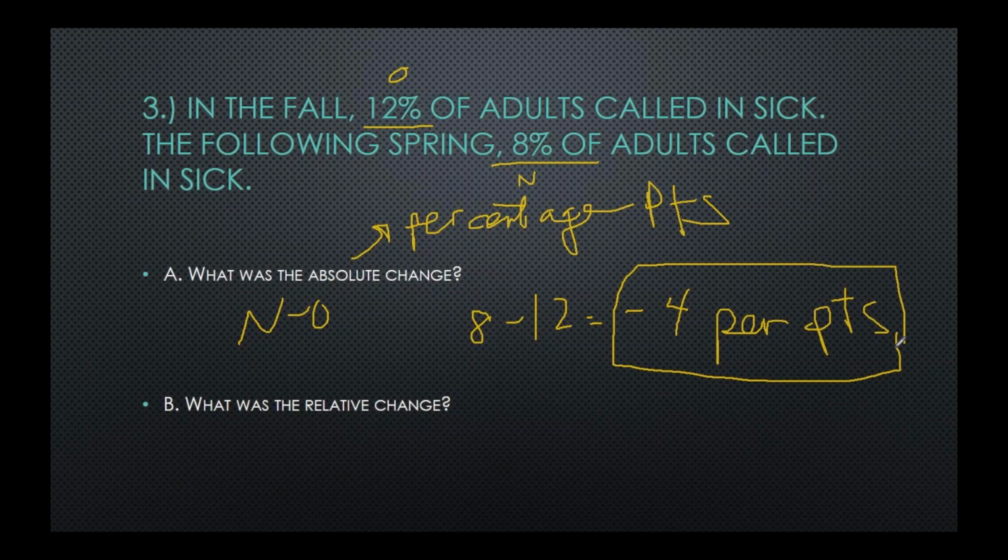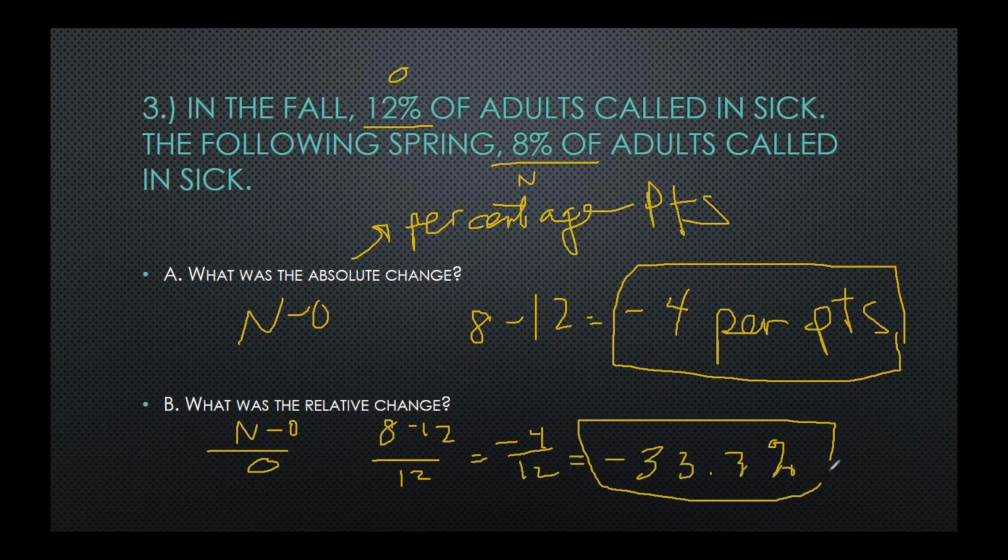Because remember, when we're talking about absolute change, it's a number. And percent is not a number. So when you throw the word points on there, that gives it a point type of a value. So in the relative change, new minus old divided by old, 8 minus 12 divided by 12, I get -4 over 12, which is -33.3%. So from fall to spring, the percentage of adults who called in sick decreased by 33%. A third less. Because again, we're dealing with those percentage points.